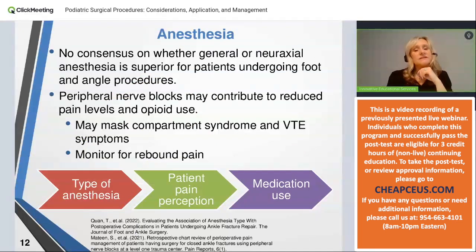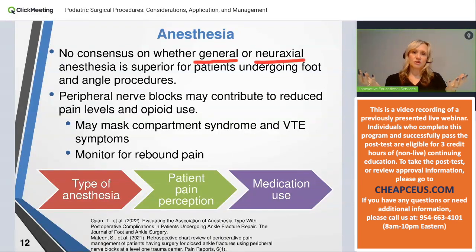The different types of anesthesia that are utilized for patients who are undergoing procedures of the foot and ankle. General anesthesia is commonly utilized where the patient is completely under, but also regional or neuraxial type of anesthesia is being utilized more for the foot and ankle region. Really, the research hasn't found that one way is better than the other.